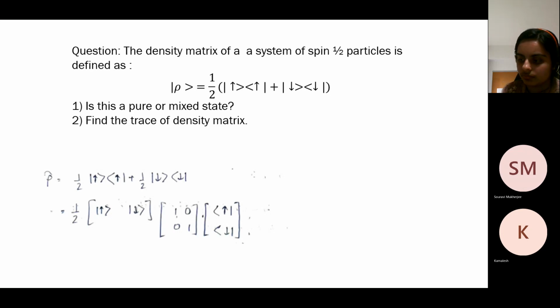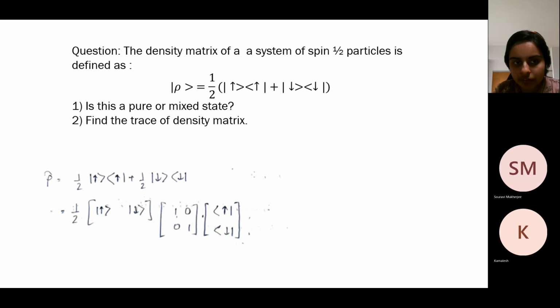1 and 1. Wait, from here, if you have to write the expression for the density matrix, what is your density matrix? Just if you look at this, 1001. Don't forget the half.